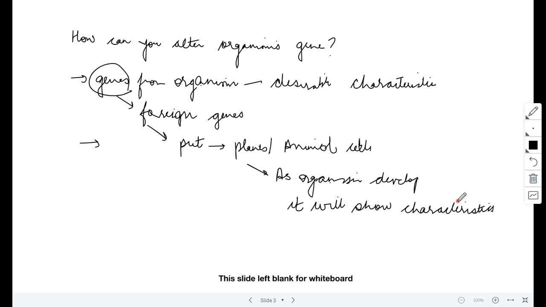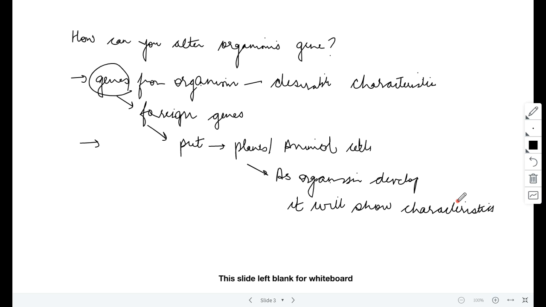Let's talk about disease resistant plants. What is going to happen in disease resistant plants? This special characteristic is being taken from a particular organism. The disease resistant genes are taken from one organism and put in another plant cell. And that plant cell, eventually when it grows, that plant will be disease resistant.